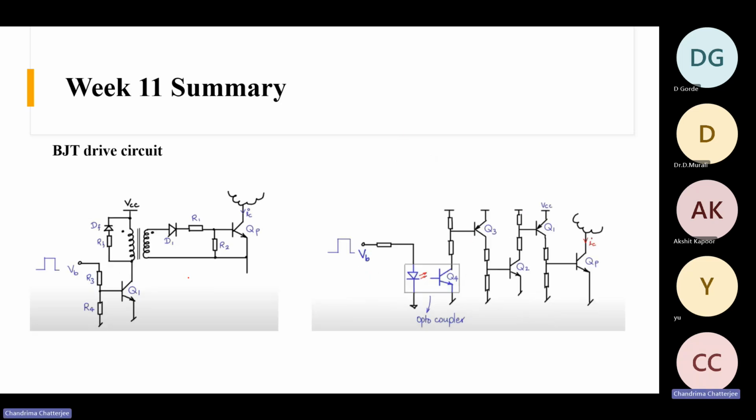Okay, so yeah. Now, usually what we do is when we supply the base drive, there is some isolation between the signal side and the power side. If you see any gate drive circuit for a MOSFET or any base drive circuit for a BJT, usually there is some isolation.